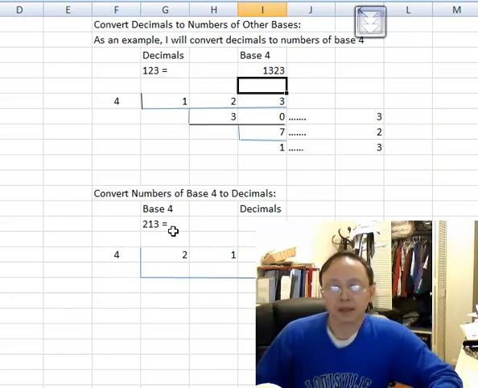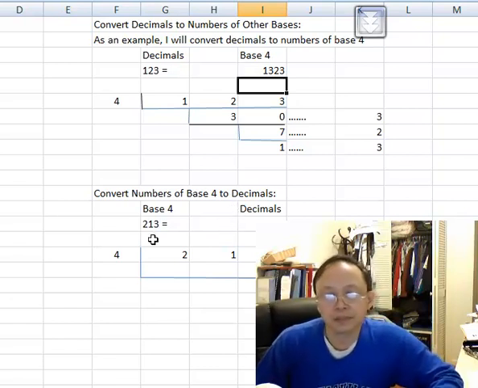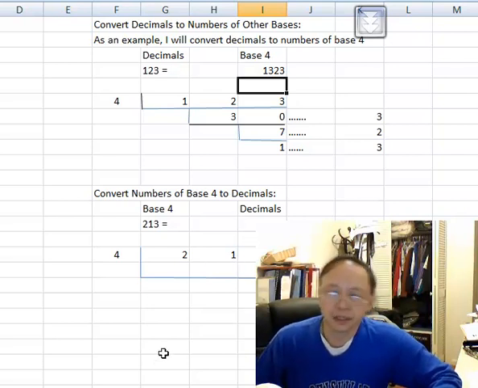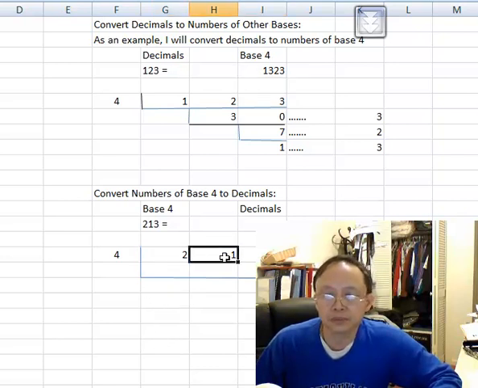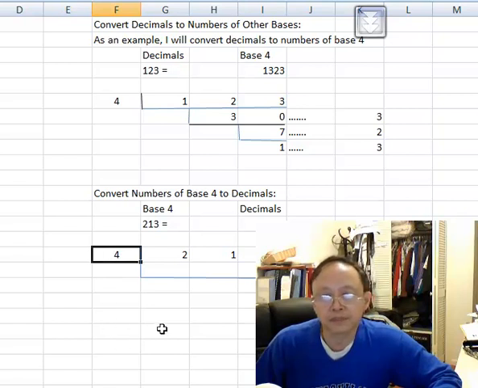The next, how can we convert number of base 4 to decimal? So this is the example. Suppose I have 213 base 4 number. I want to convert to decimal number. Now here we use synthetic division. So according to synthetic division, we write coefficients 2, 1, and 3. And then base 4, so we put the 4 here.